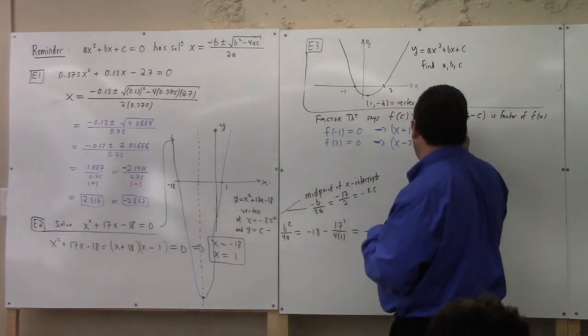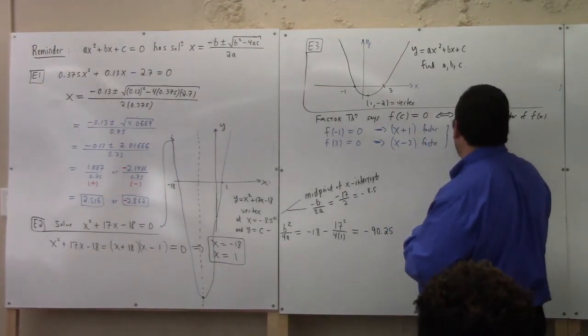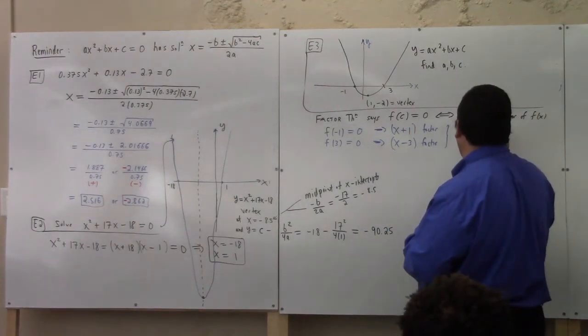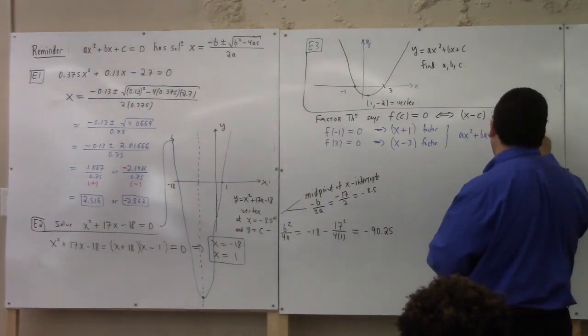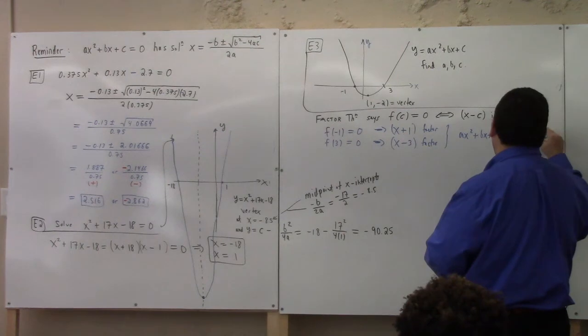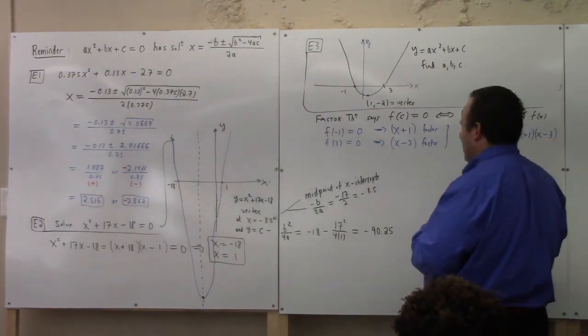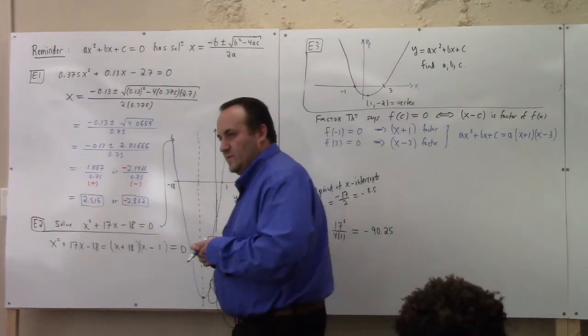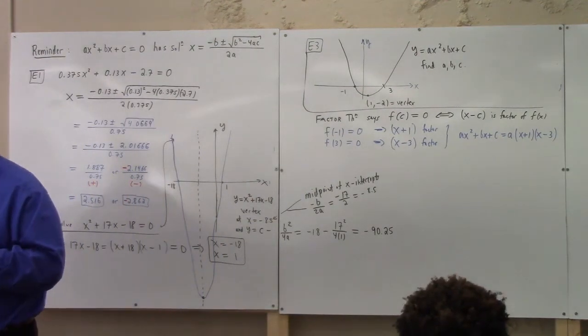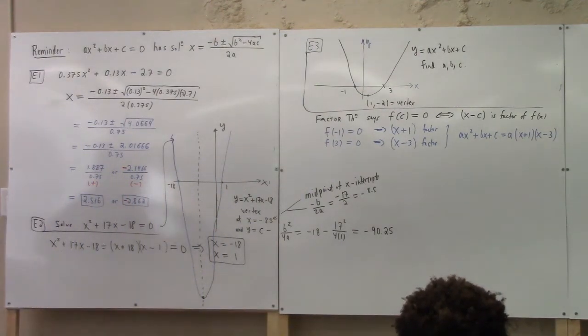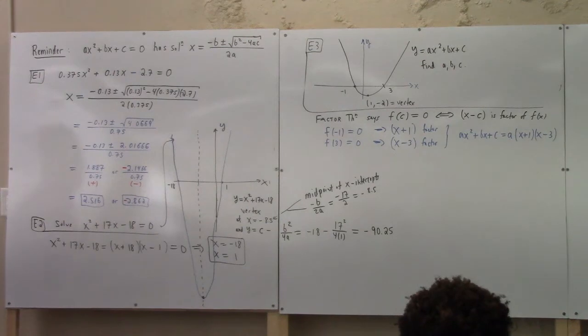You put that together, you've got that ax squared plus bx plus c has to be equal to a times x plus 1 times x minus 3. You've got to leave the a out front because we can't assume it's 1. It may be something else, we don't know. If you just put 1 there, you'd be stuck with a very specific parabola which may or may not have that as a vertex. Right?